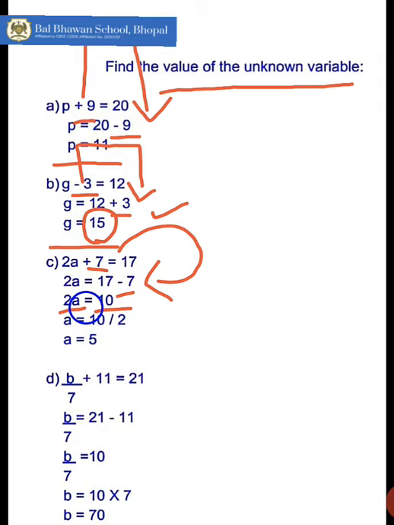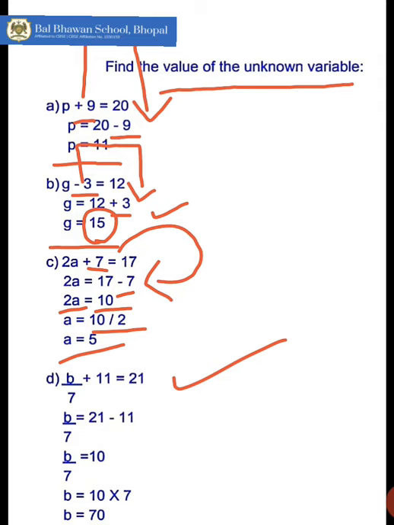But we know that we have to find a and not 2a. So we have to remove the 2 also. As I have already told you, 2a means nothing but 2 into a. So when this multiplication comes to the right hand side, it will become division. So a will be equal to 10 divided by 2, that is 5. So the value of the variable a, or the root of the equation, or the solution of the equation, becomes 5.